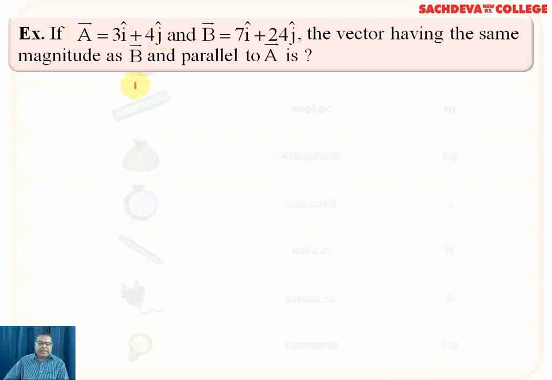Now in the next example, one of the vectors is given as a equals 3i plus 4j. That is, k is not present, so k will obviously be 0. And b is equal to 7i plus 24j. Again, k is 0. Only the unit vectors along the x-axis and y-axis are given. The vector having the same magnitude as b and parallel to a will be how much?